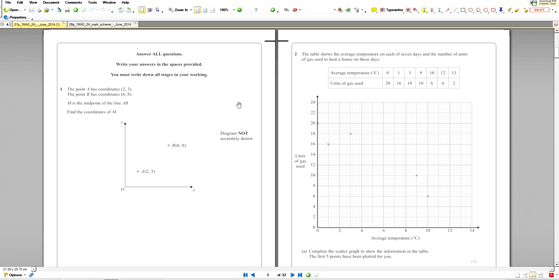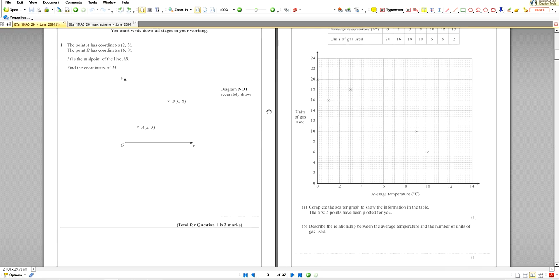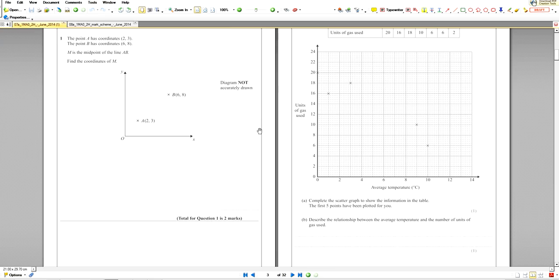Okay, on to the first question. Question number 1. The point A has coordinates 2, 3. The point B has coordinates 6, 8. M is the midpoint of the line AB. Find the coordinates of M.